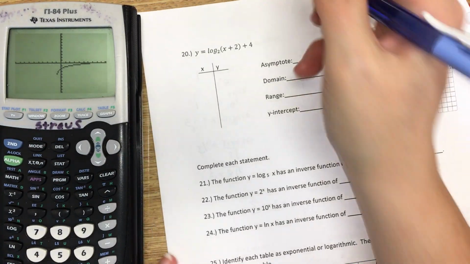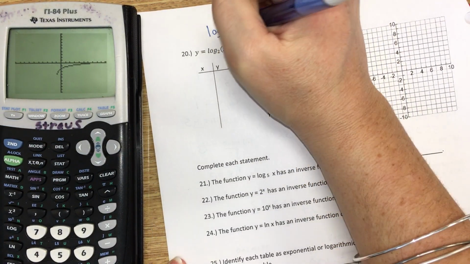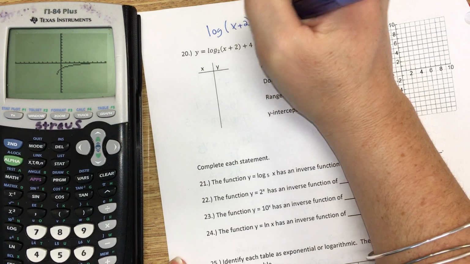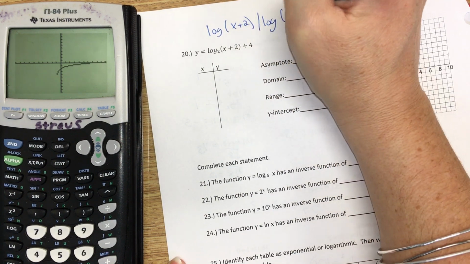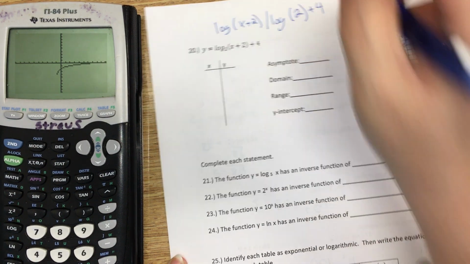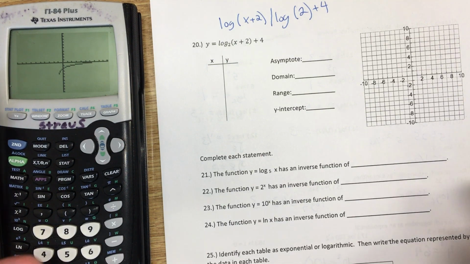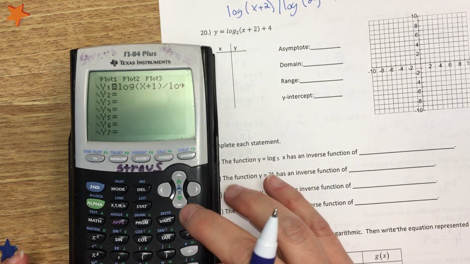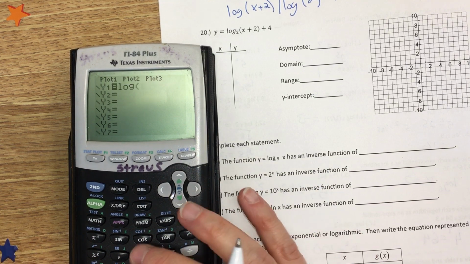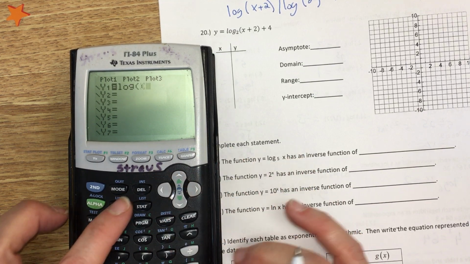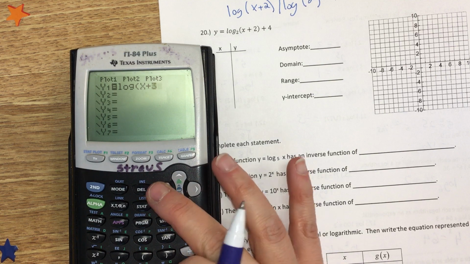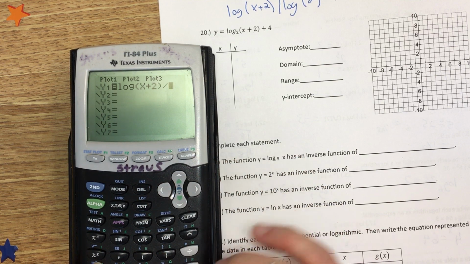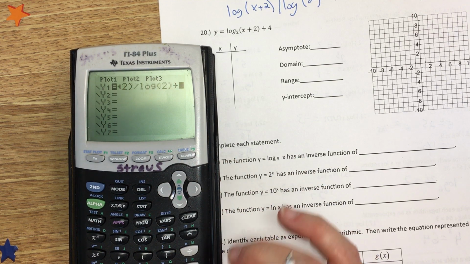Again, on my order calculator, I'm going to type it in as log of x plus 2 divided by log of 2 and then plus 4. And obviously, if you have a newer calculator, you can just type it in with the log base, but I'll show it on the older one because it's a little tricky. Log, x plus 2, close my parentheses, divided by log 2, close my parentheses, plus 4.